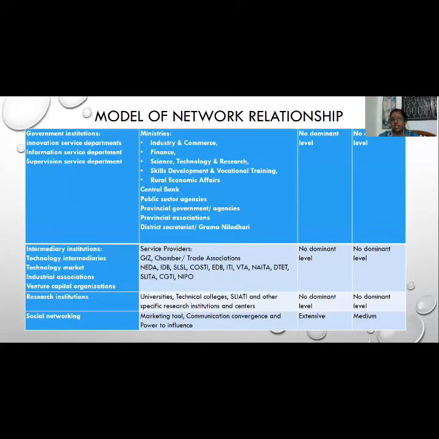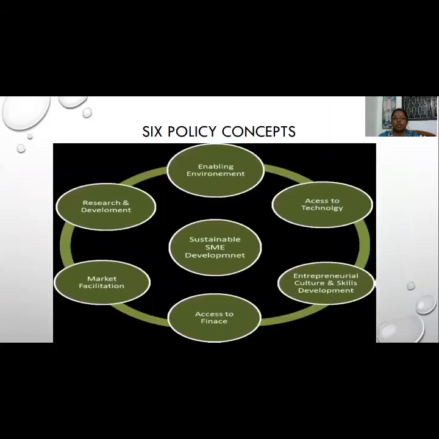So this is the case of the model which was introduced for the SMEs. We have heard about the national policy framework. They have created 6 policy concepts, which is very important. Enabling environment, first thing, it's very important to create a positive environment for all SMEs to start, conduct and continue their business. Access to technology is also very important. New technology equipment and practices must be adapted to the SMEs.